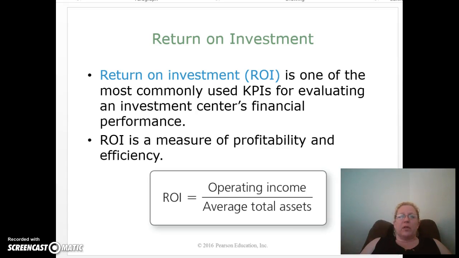ROI is a measure of profitability and efficiency. Companies typically define ROI as follows: operating income divided by average total assets. ROI measures the amount of operating income an investment center earns relative to the amount of its average total assets.